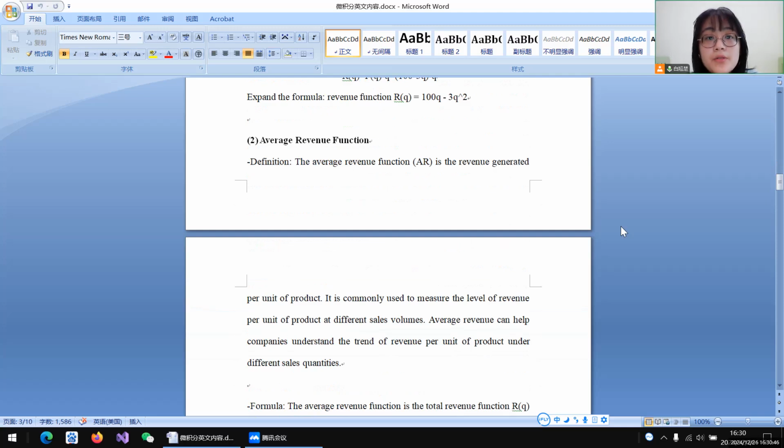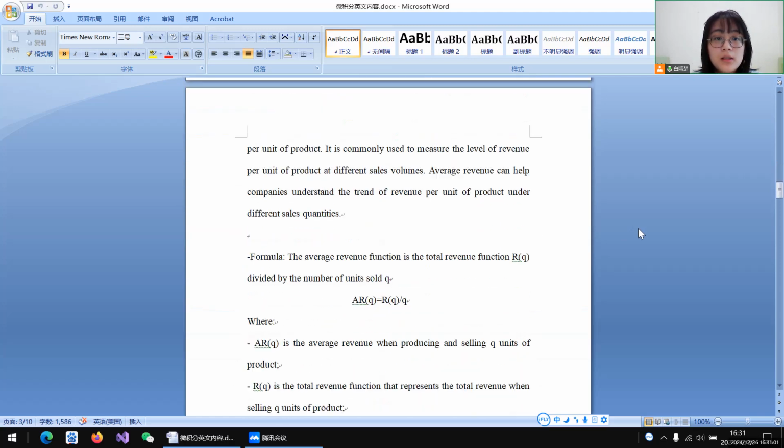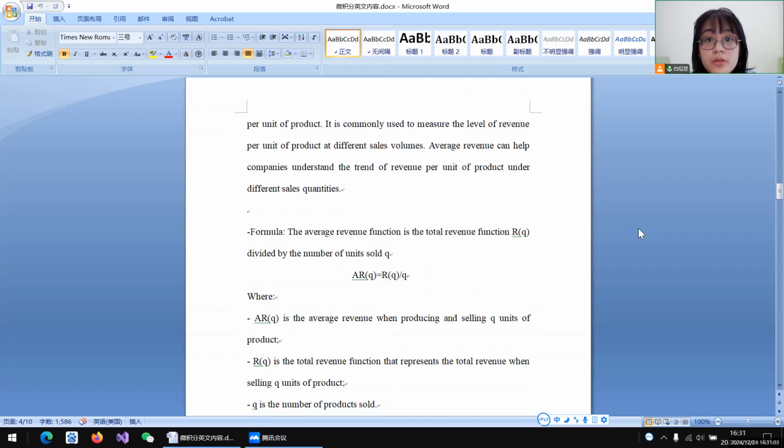The second part is about the average revenue function. The definition is that the average revenue function, AR for short, is the revenue generated per unit of product. It is commonly used to measure the level of revenue per unit of product at different sales volumes. Average revenue can help companies understand the trend of revenue per unit of product under different sales quantities.